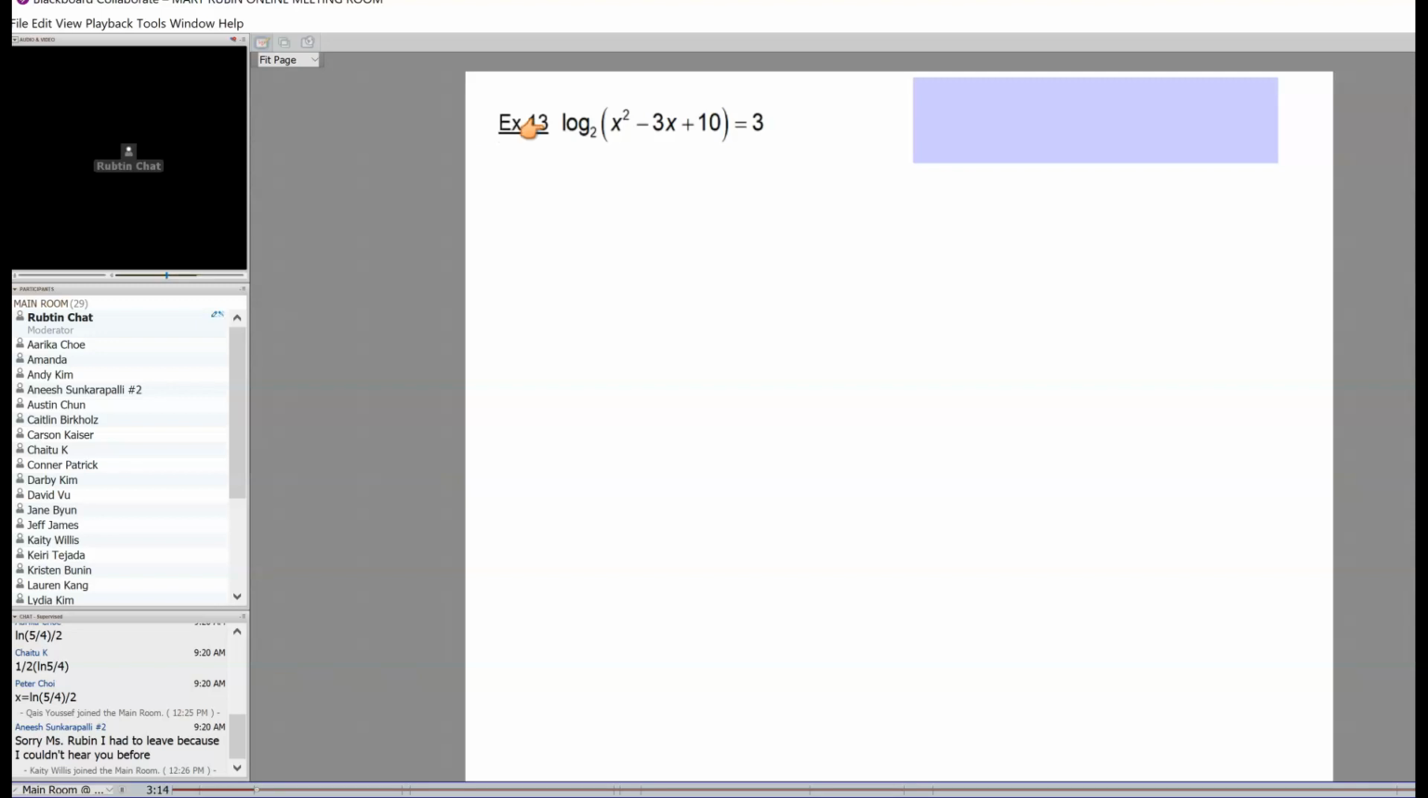So this is scenario number 1. I've got log, and then you got stuff equals 3. How can I rewrite this in exponential form? What to the what equals what? How would you write that in exponential form? Nikki, how would you do that? Some of you, I think, are just typing it in. Go ahead.